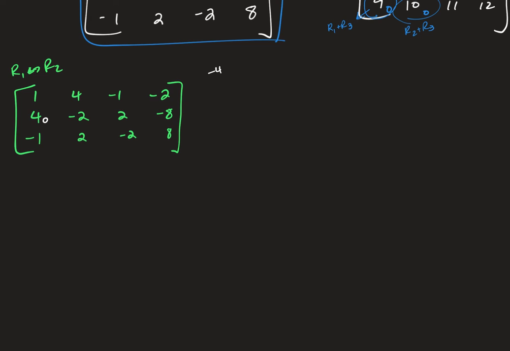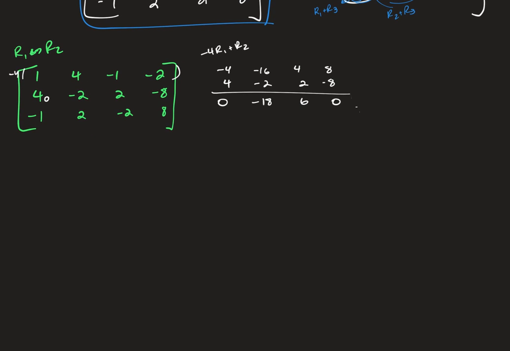Doesn't the 4 have a negative? No. Mine doesn't. I wrote wrong. Yeah. So negative 4, row 1 plus row 2. So I'm going to do negative 4 times this. Negative 4, negative 16, positive 4, positive 8, plus row 2. 4, negative 2, 2, negative 8. 0, negative 18, 6, 0. And that's going to replace row 2. So row 1, 1, 4, negative 1, negative 2. 0, negative 18, 6, 0. Negative 1, 2, negative 2, 8.